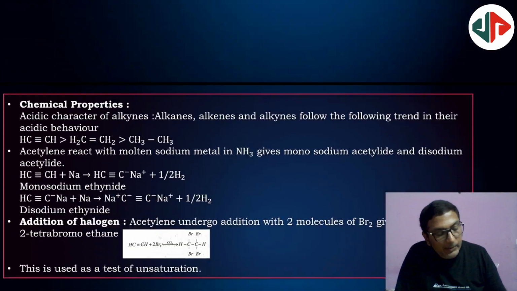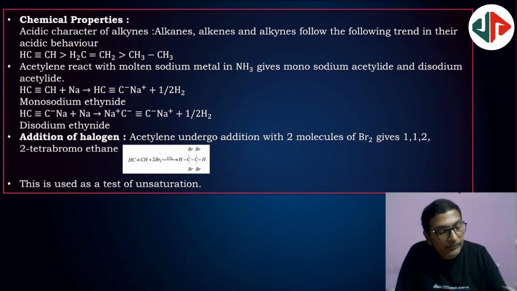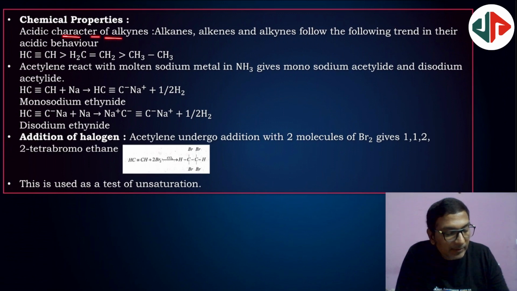Next, chemical properties. Acidic character of alkynes. See, acidic nature. The sp hybridized carbon: the hydrogen atom attached to an sp carbon will be more acidic. Most acidic are alkynes, least acidic are alkanes.